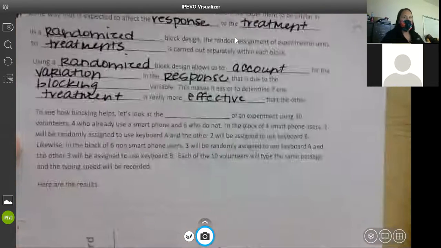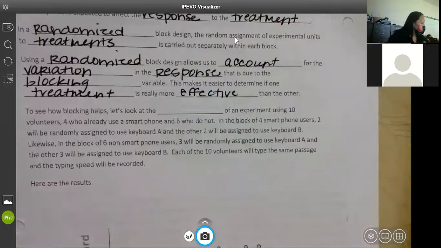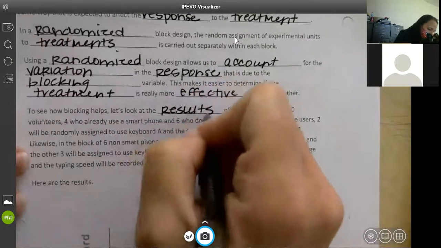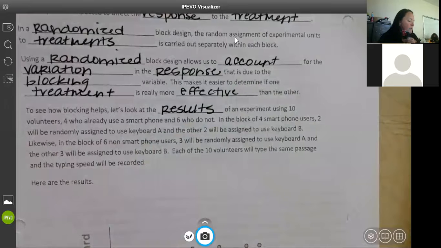To see how blocking helps, let's look at the results of an experiment using 10 volunteers, 4 who already use a smartphone and 6 who do not. In the block of 4 smartphone users, 2 will be randomly assigned to use keyboard A and the other 2 will be assigned to use keyboard B. Likewise, in the block of 6, A and B. Each of the 10 volunteers will type the same passage and the typing speed will be recorded.